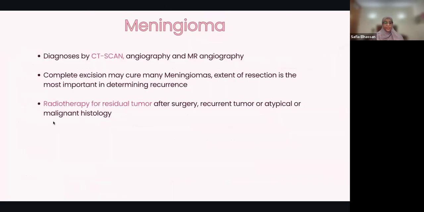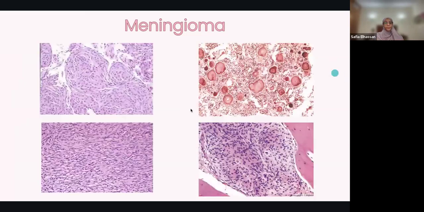So meningiomas are diagnosed by CT scan. Again, we mentioned earlier that it's usually found incidentally, so they go in for a CT for something else, and then they would see it. Complete excision may cure most meningiomas, and the extent of resection is the most important in determining recurrence. So if you make sure that you take clear margins, you remove as much as possible, then that would be the most important thing in determining whether it will come back or not. And after it's resected, you would do radiotherapy to get rid of any remaining parts of the meningioma.